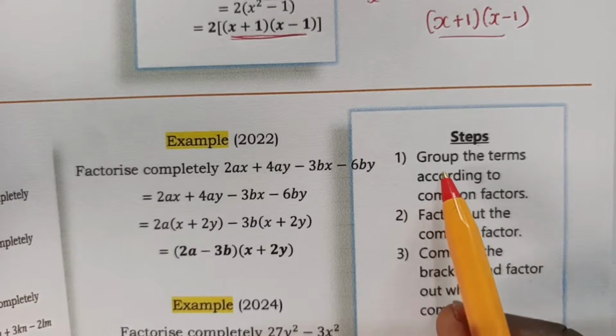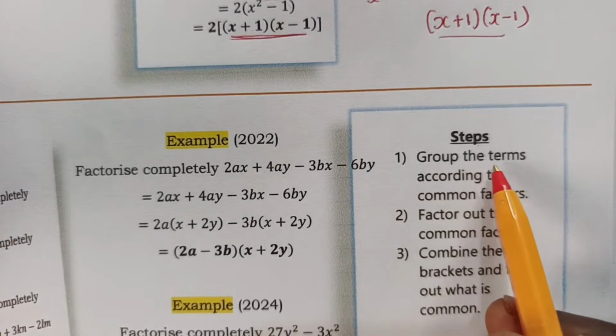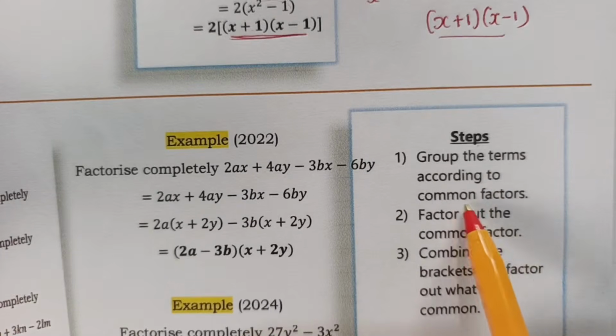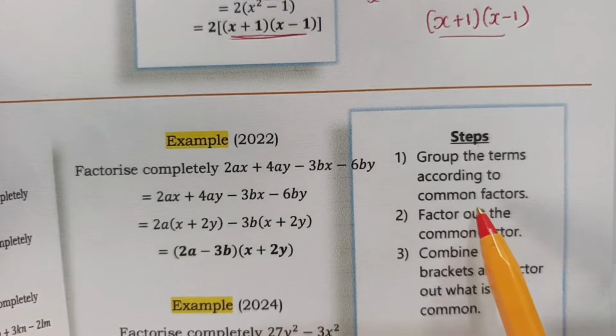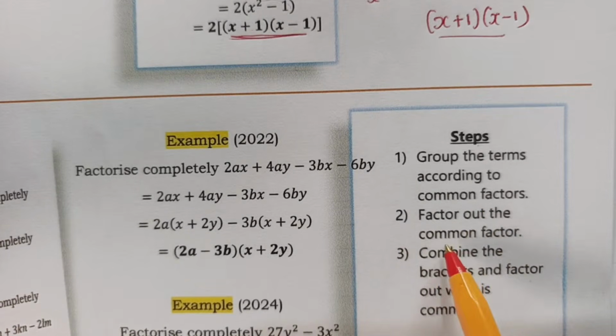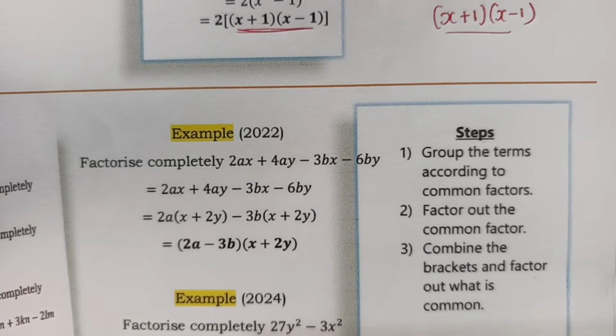So for factorization, there are 3 steps that we need to follow. Step number 1, group the terms according to common factors. I will explain what it means there. Step number 2, factor out common factors. Step number 3, combine the brackets and factor out what is common. So I'll do this step by step, okay?